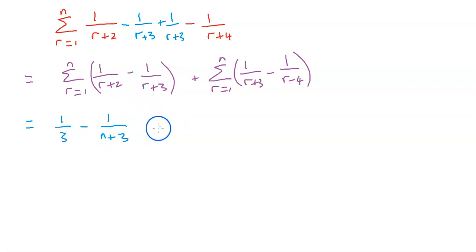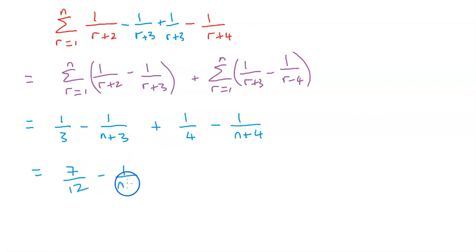So that's the first one. Plus, and then again we put 1 in here and then we put n plus 1 in here and then we subtract. So that would be 1 over 4 and then minus 1 over n plus 1 plus 3, which is n plus 4. And a third plus a quarter, what is that? 4 over 12 plus 3 over 12, so that will be 7 over 12 minus 1 over n plus 3 minus 1 over n plus 4.